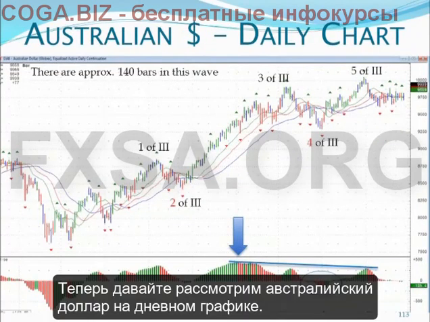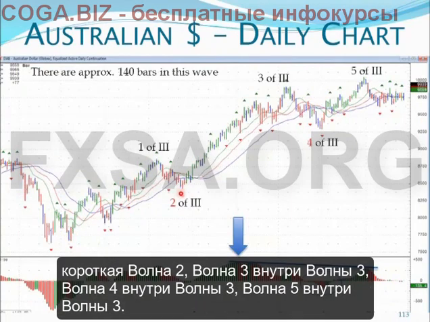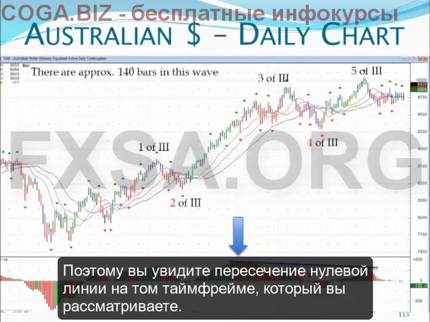Now let's look at the Australian dollar on a daily chart. If we start from here, we're going to see we have a wave 1 up, small wave 2, wave 3 of 3, 4 of 3, 5 of 3. Again, this has about 140 bars in the wave. So you will see it cross the 0 line on the time frame that you're looking at.